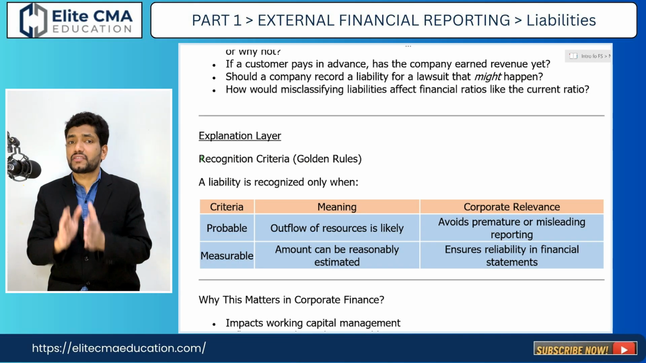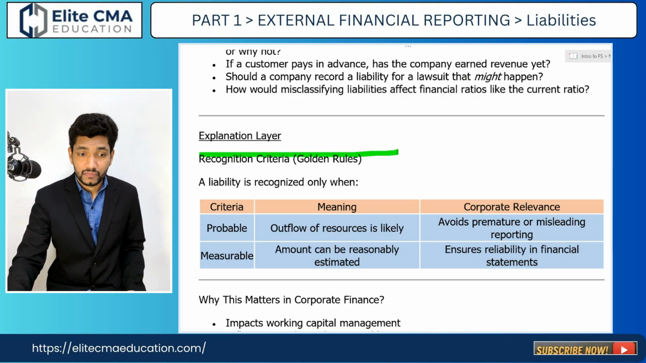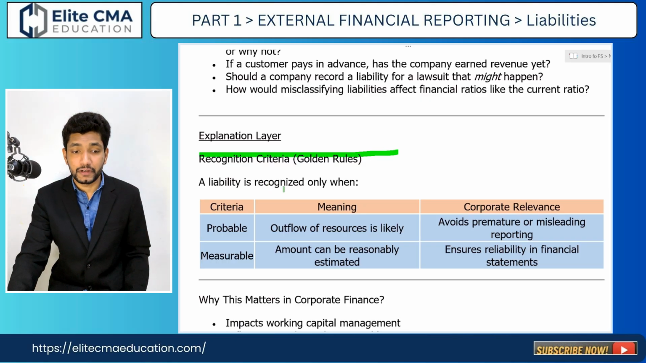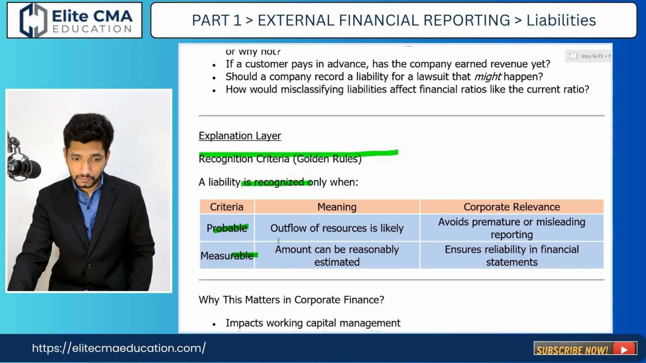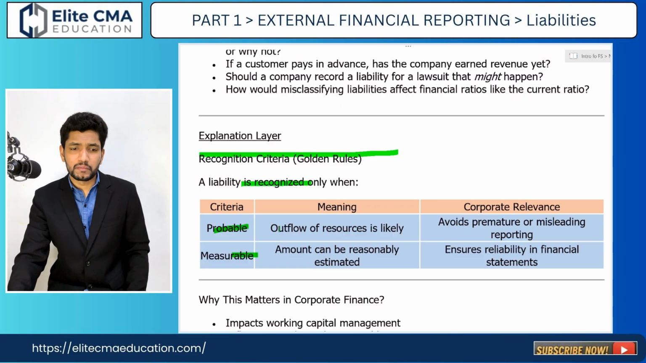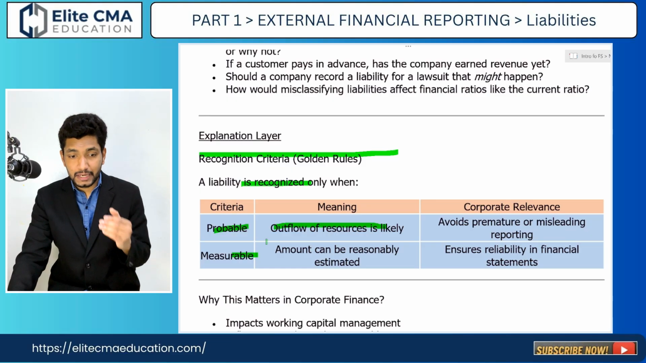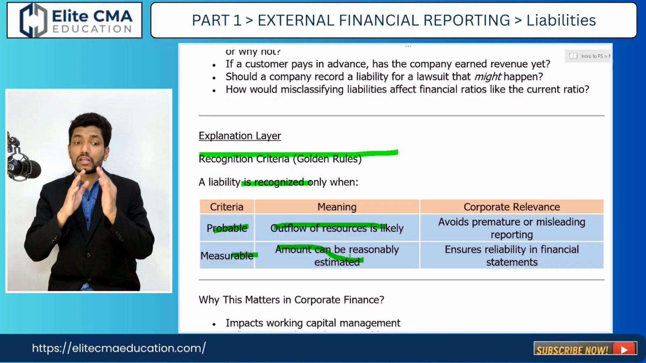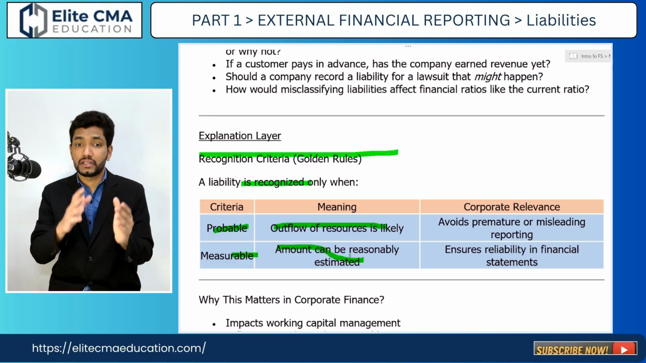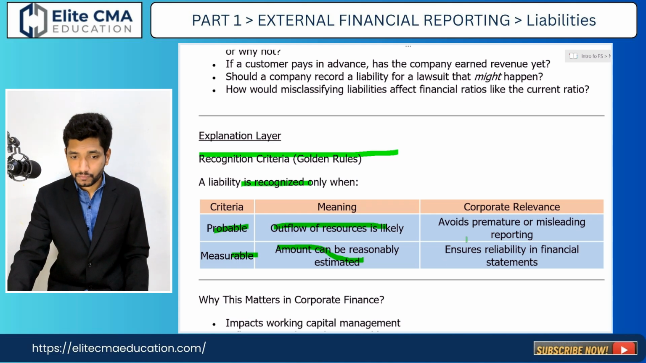So the recognition criteria: how are we going to recognize a liability? A liability is recognized only when it is probable and measurable. It should be probable, and it should be measurable also. Probable means an outflow of resources is likely, and measurable means the amount can be reasonably estimated. If you meet these criteria, only then is the liability going to be measured or recognized.